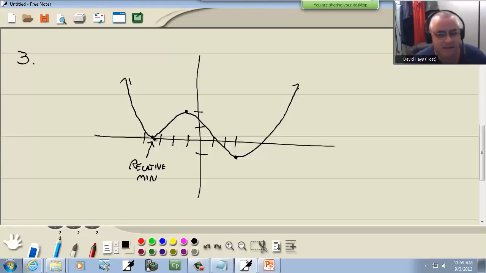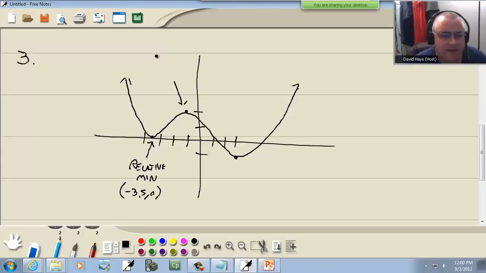Now, this does not say this is the lowest point. This just says to what's immediately around it, it's a low point. So again, it's going down, then it changes and it's going up. So that's our relative min. And to write that down, that'd be -3, 5, 0.